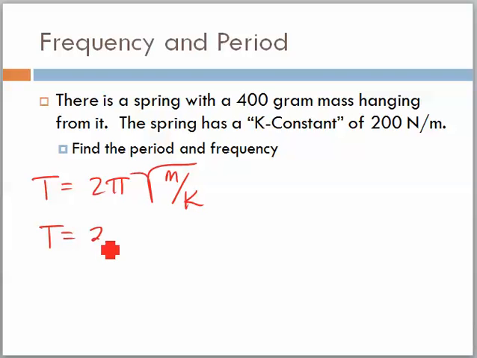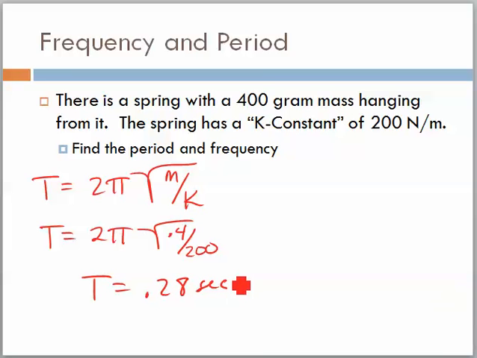So T equals 2 pi times the square root of 0.4, because it's 400 grams, not kilograms. We got to put it up here in kilograms. And the K constant is 200 Newton meters. The period in this case turns out to be 0.28 seconds.